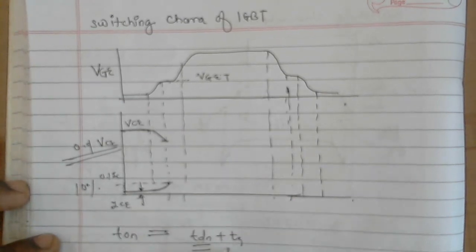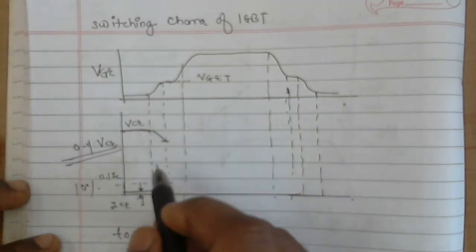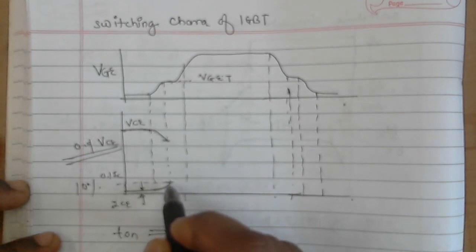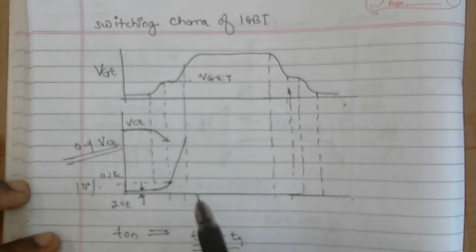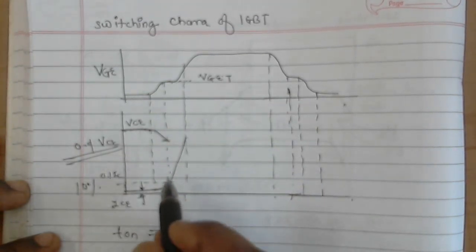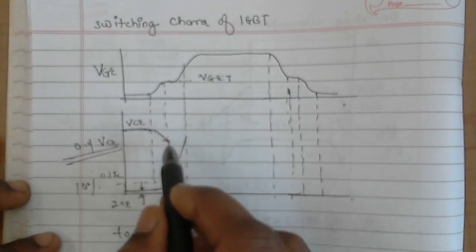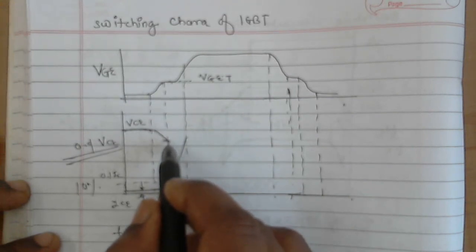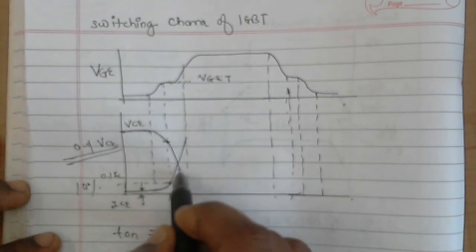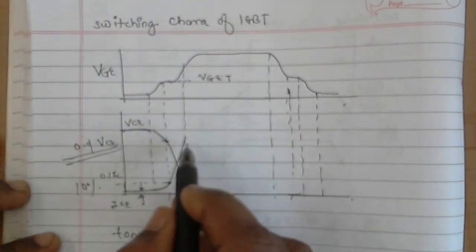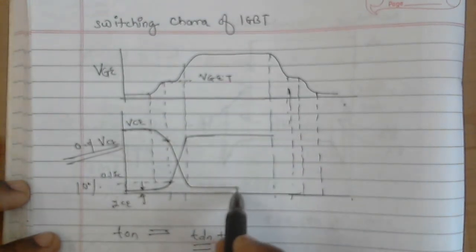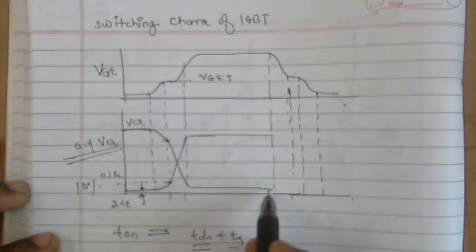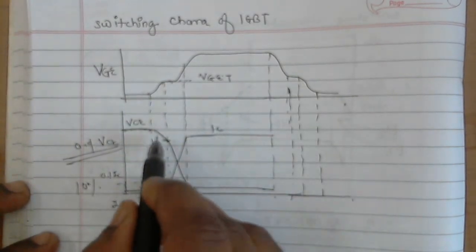Then comes the rise time. Rise time is the time in which collector current rises from 10% to its full value. Or else I can say rise time is the time in which collector to emitter voltage decreases from 90% to 10%. So now this is the full current flowing like this, and this is the leakage voltage like this. Are you getting? This is for current, this is for voltage.